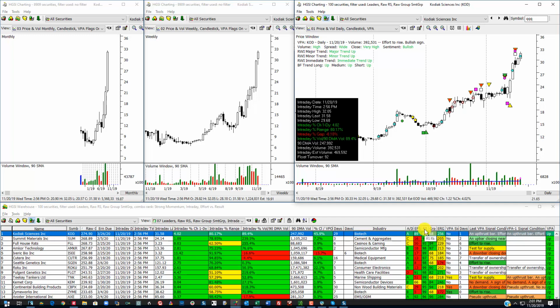High relative strength stock, 99. Here's a test, a confirmation of that test. Effort to rise. This was a pullback and it generated some negative VPA flags, but that was overcome the following day, and you can see that it's heading higher. New all-time high on the monthly, new all-time high on the weekly.